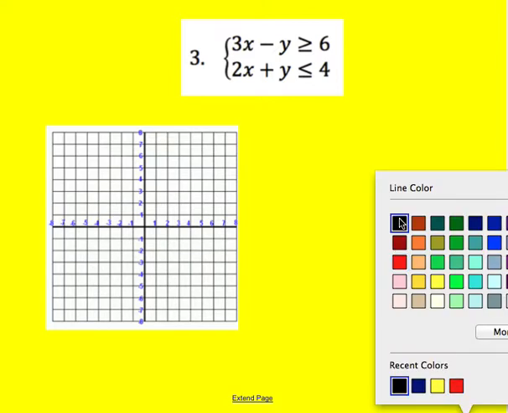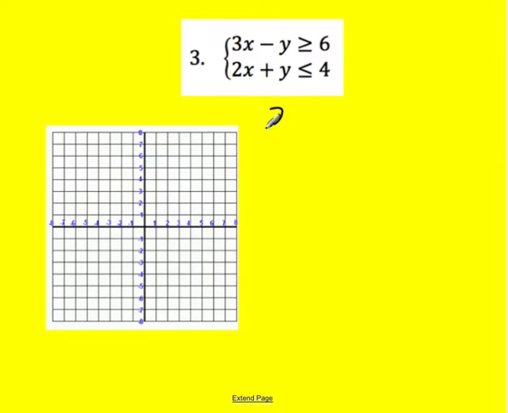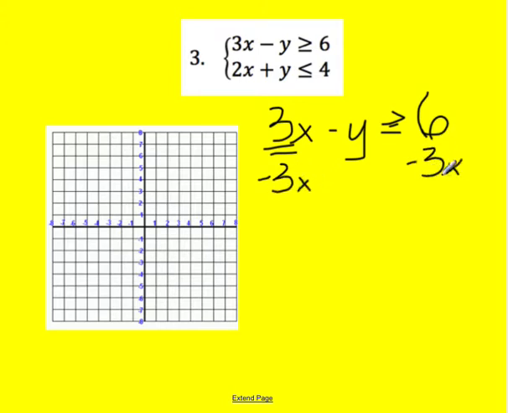So before we can solve this, we have to solve each of those for y. So I start off, I have 3x minus y is greater than or equal to 6. So now I need to solve this for y. So this is a positive 3x. So in order to get positive 3x over to the other side, I need to subtract 3x from both sides. So I have negative y is greater than or equal to negative 3x plus 6.